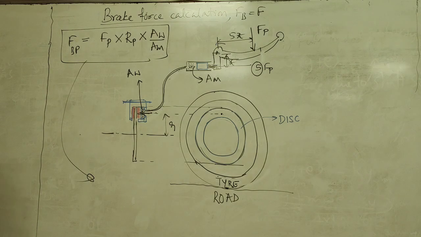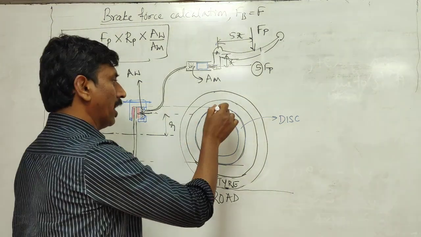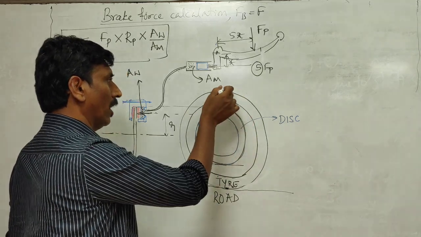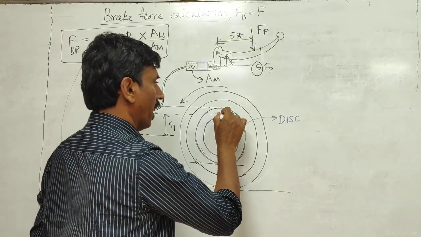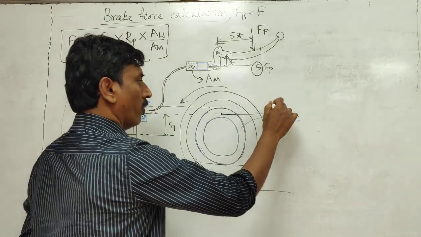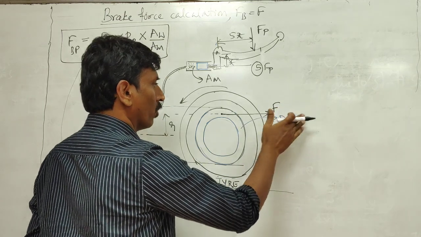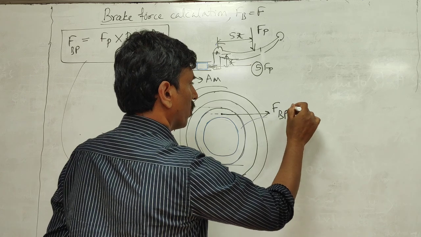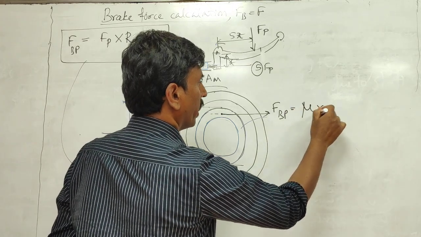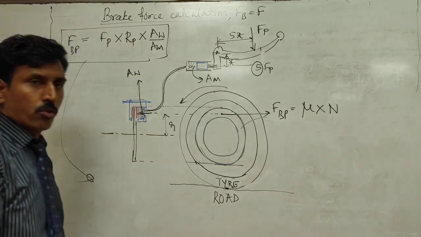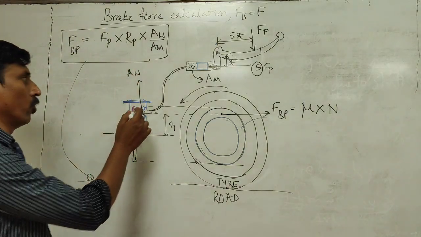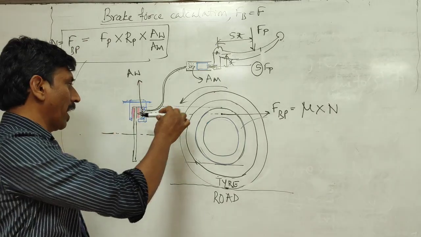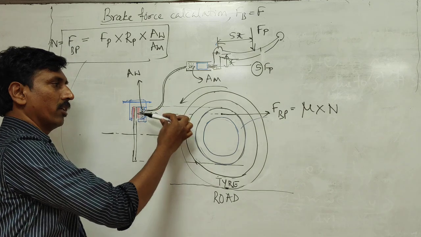Okay, now once you have got this force, that force is applied normal to this board, and if you want a tangential force here, suppose the wheel is rotating like this, then the brake force will be in the opposite direction. So the brake force at the piston, at the brake pads, will be equal to mu into N, where N is the normal force, because the normal force acting on the brake pad and brake disc is actually this.